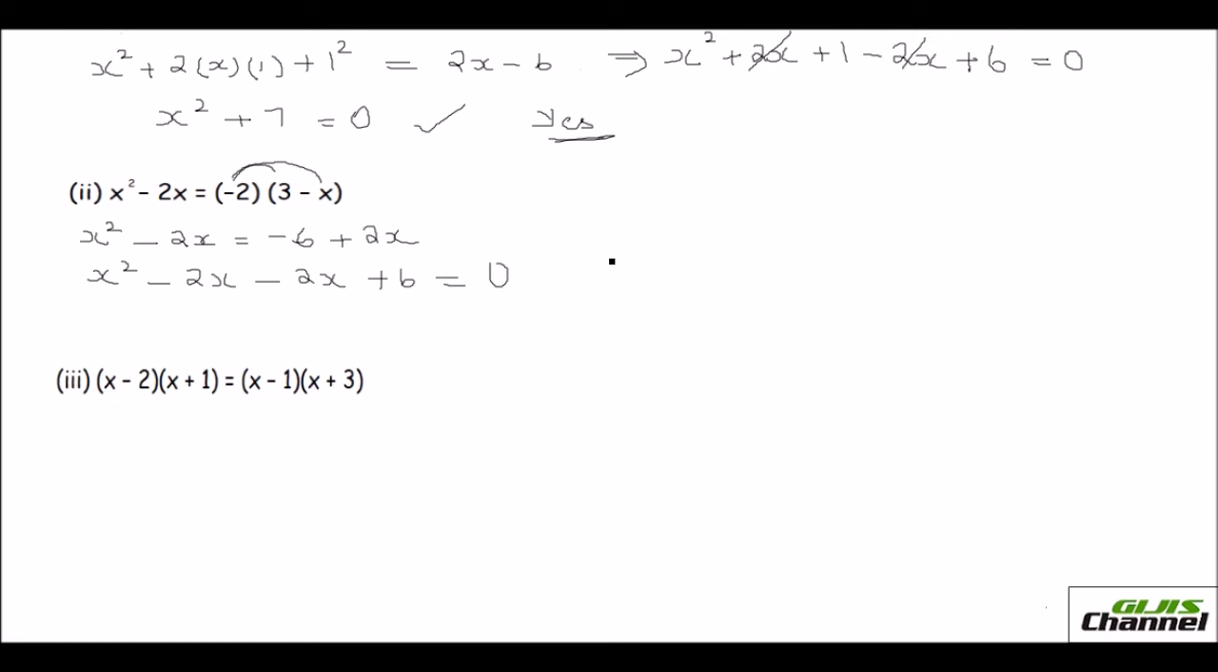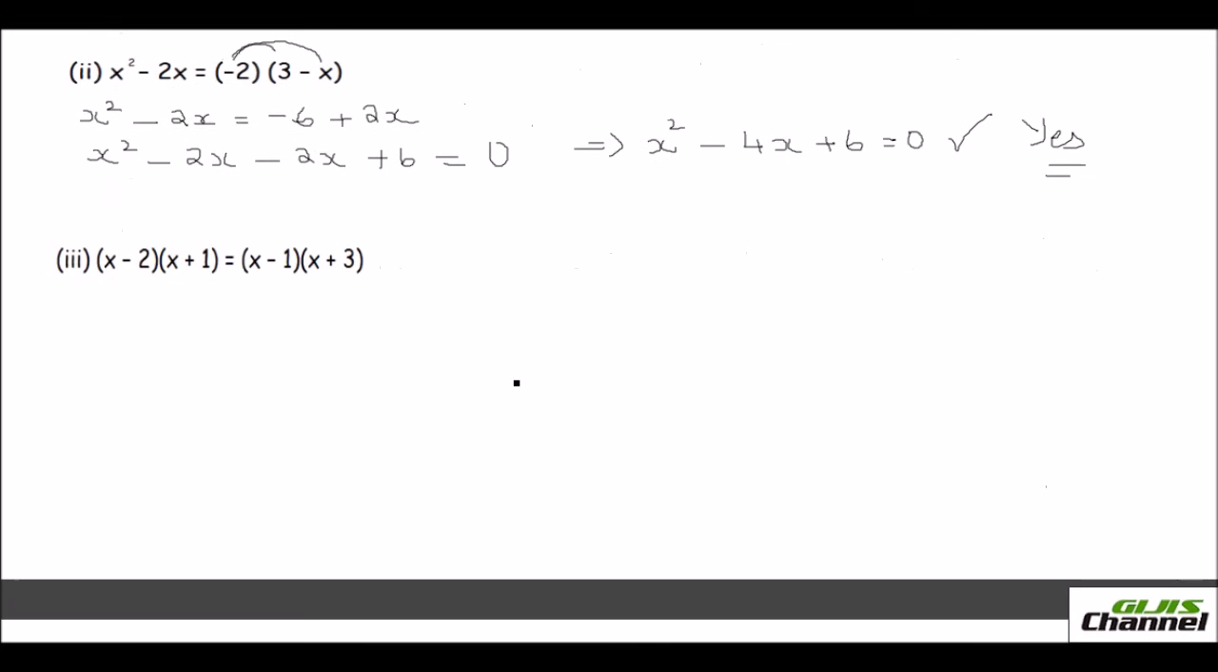So that is nothing but x squared. Now this minus 2x and minus 2x is not cancelled because both have the same sign. So you have to add them. So that would be minus 4x plus 6. Yeah, it is in the general form of a quadratic equation. So you can say, yes, it is. Now let's go on to the third one.